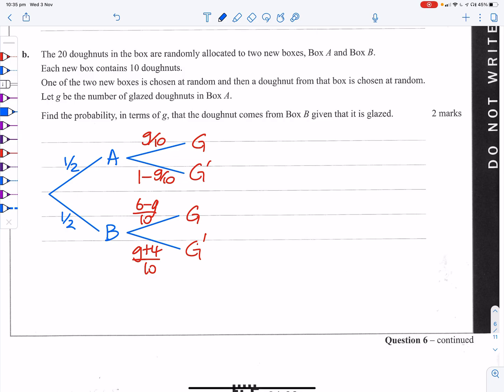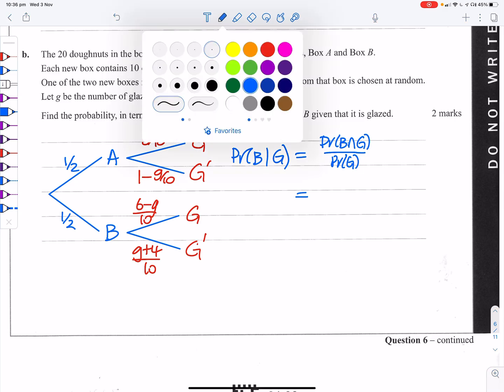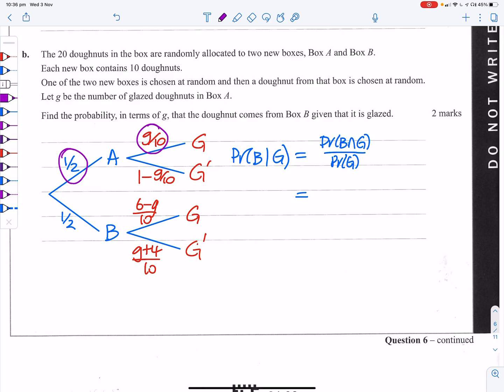Now it says find the probability in terms of G that the donut comes from box B given that it's glazed. So that's the probability that it's from B and glazed over the probability that it's glazed. We know that B and glazed is this times this, which is G over 20. That's divided by the probability that it's glazed, which is from box A and glazed, or from box B and glazed, which is 6 minus G over 20.